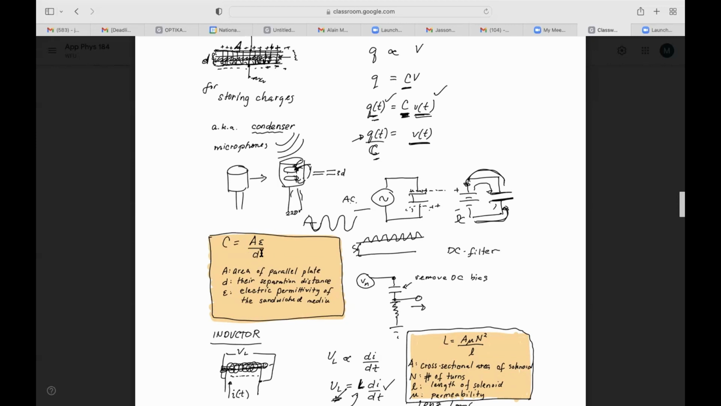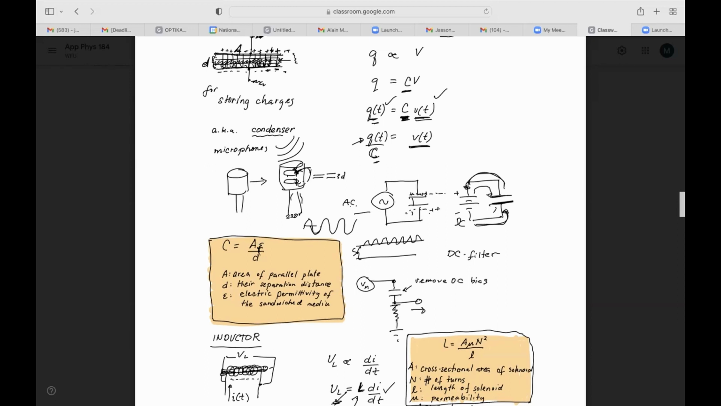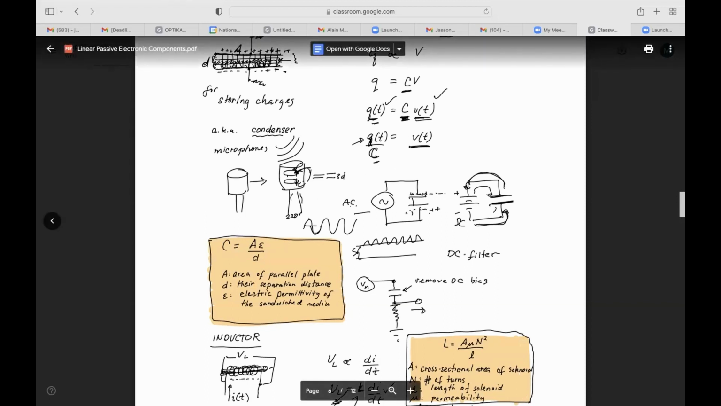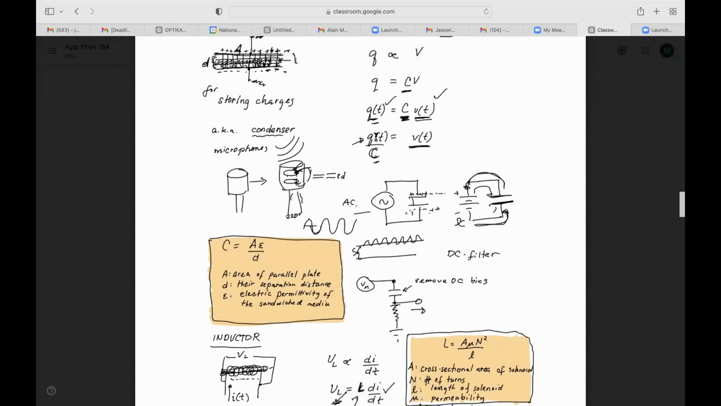Because the distance between the plates changes, A is fixed, but the distance between the plates changes because this is a diaphragm which is vibrating as sound is impinging, or rather pressure waves from sound waves are impinging on the microphone. Then this d will change. And so if C will change, the charge is permanent. There's a permanent charge value across the plates, no? But C changes, therefore voltage will change. And this voltage is transmitted, amplified, and brought to a speaker. That's how a microphone works.